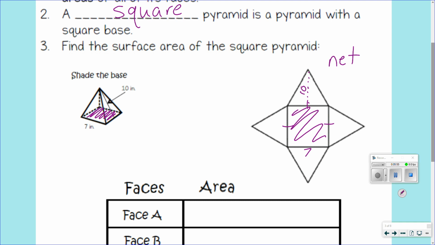Y'all's are labeled, mine is not. So they have A, is that one already labeled there? Maybe. Yeah, so they labeled this as A, B, C, D, and then the base.